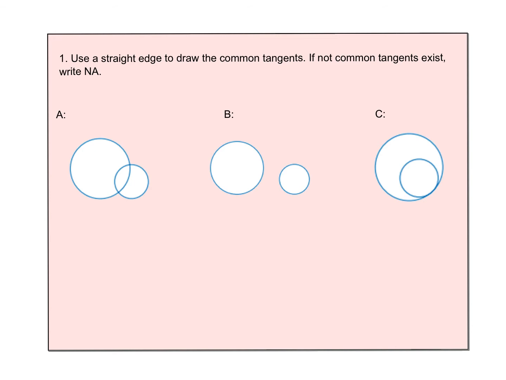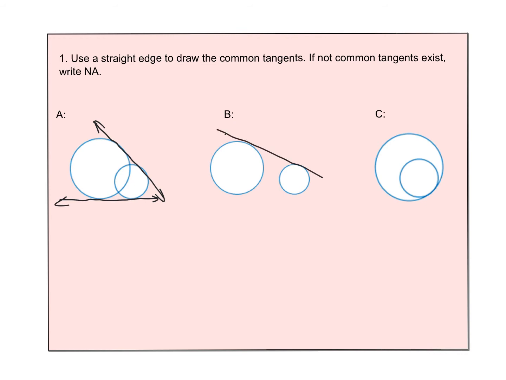The first, before we get to that, let's look here. So we've got a couple of items. If I can draw a common tangent, so for A, I could possibly draw one right here. I could also draw one almost horizontally right here. Those would be common tangents.